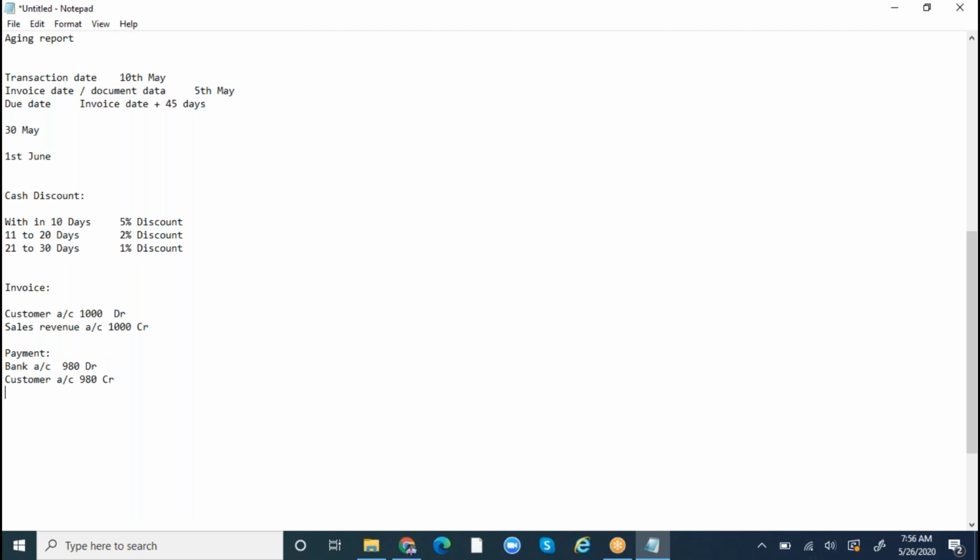Then one more transaction was posted. At the time of invoicing it is 1000 debit. At the time of payment, 980 is credit. So the customer account is credited 20 and the discount account is debited 20. Understood? This is a related transfer.